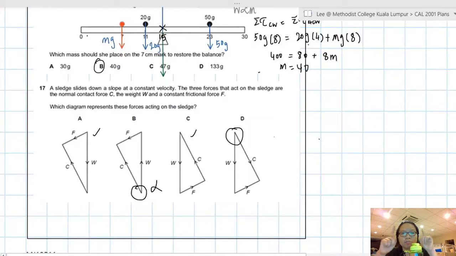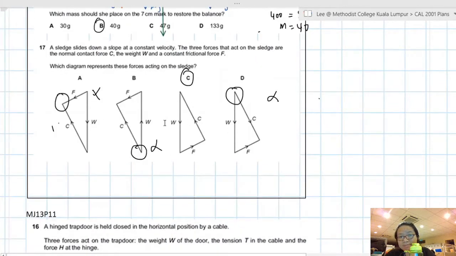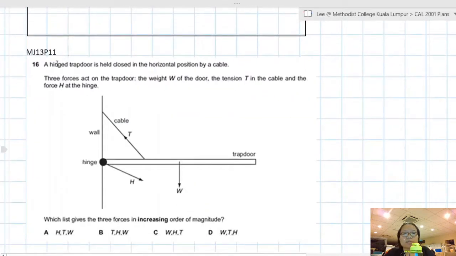If you look at option B, two arrows pointing out, wrong. Option D, two arrows pointing out, wrong. Option A, two arrows pointing towards each other, wrong. So it has to be cyclic. The answer is option C. Very common past year question, because you get the cycle.